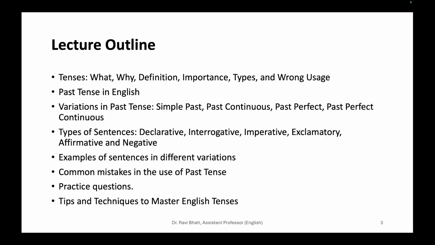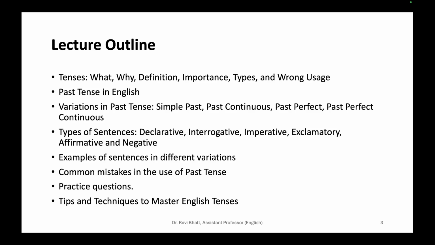First, we'll discuss tenses: what, why, definition, importance, types, and the wrong usage. We'll specifically cover past tense in English along with variations like simple past, past continuous, past perfect, and past perfect continuous, followed by some discussion about the types of sentences in English like declarative, interrogative, imperative, exclamatory, affirmative, and negative.